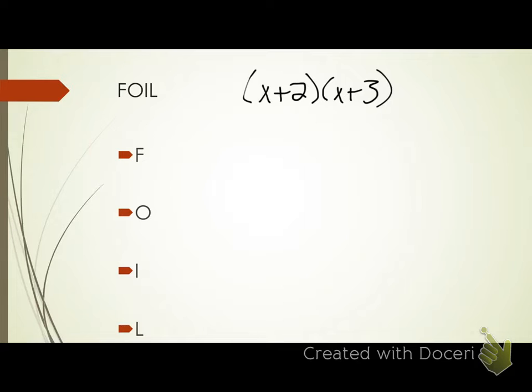Everyone okay with that? Okay, so when I'm multiplying polynomials, I need to make sure every term in the first polynomial gets multiplied by every term in the second polynomial. Everyone understand that? So every term over here, x and 2, has to get multiplied by every term over here, x and 3. Whenever we have a binomial times a binomial, the acronym FOIL helps us do that. It helps us multiply every term by every term. So F stands for first. Write that down.